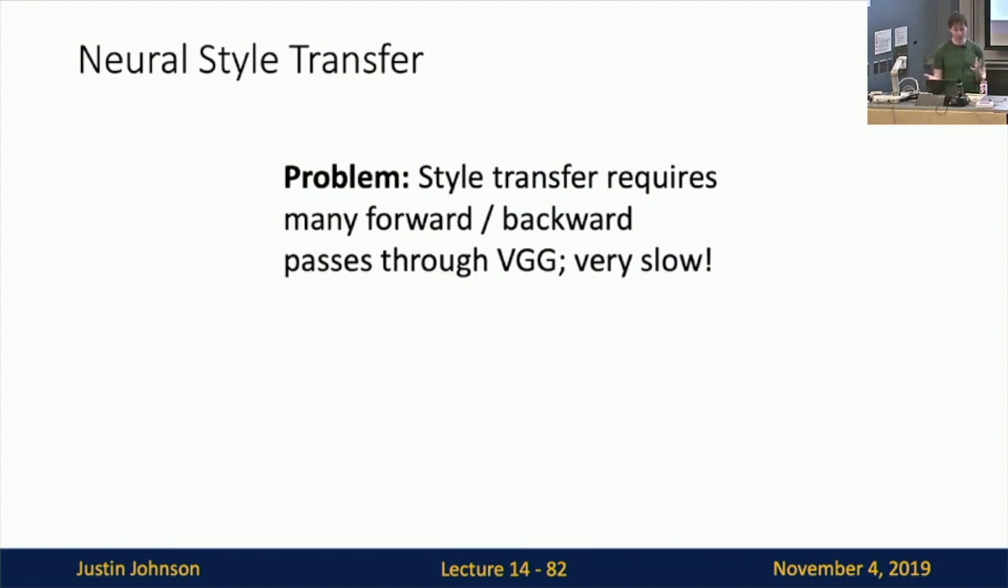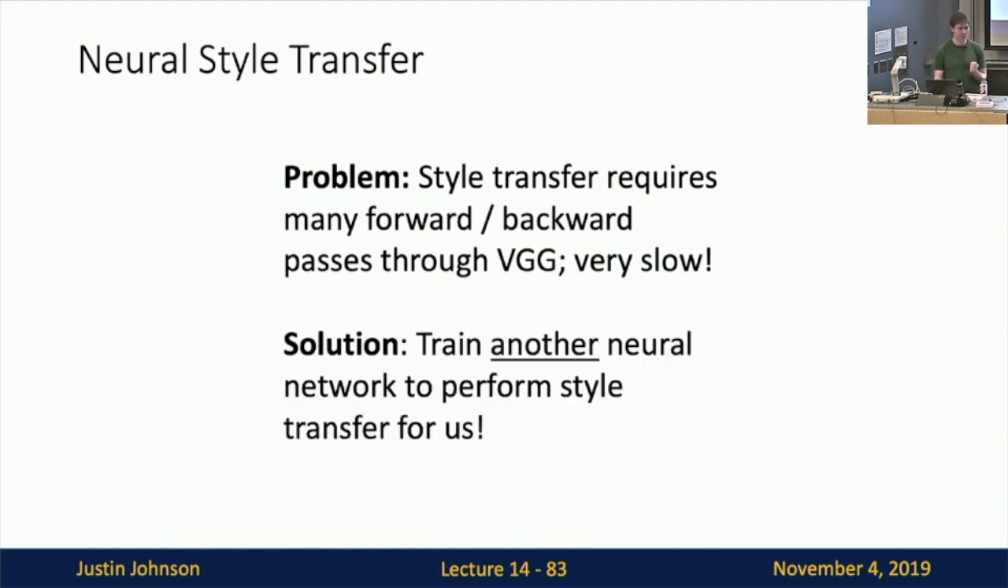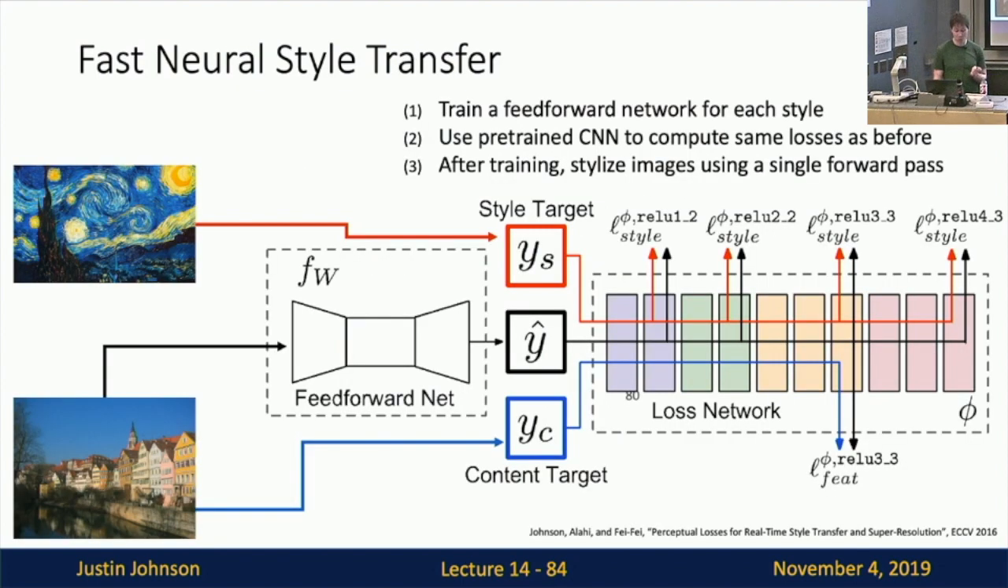Style transfer is really cool, but it's super slow, takes a lot of GPUs. So as a deep learning practitioner, when you're presented with a problem, your instinct should be to train another neural network to solve the problem for you. Actually, there's this great paper from Johnson et al. that shows how you can train a neural network to perform this style transfer algorithm for you.